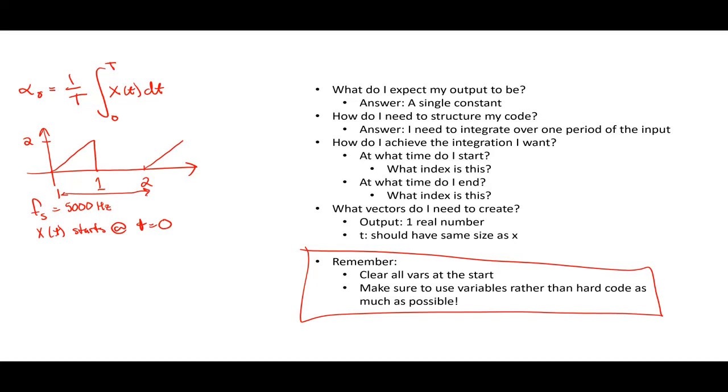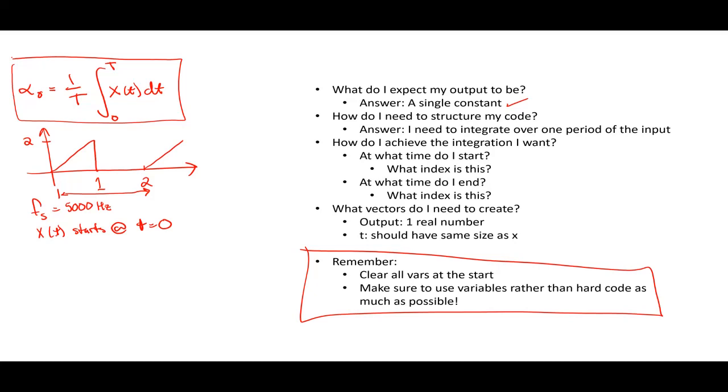The first question I asked myself is, what do I expect my output to be? Well, I expect the output of my code to be a single constant, a single number, and it's going to be a real number. I know that because I'm computing this integral, which is simply a real number. If I'm computing the average, that's never going to be a complex number. The area under the curve can't have an imaginary part. It has to be real, right? Because it's an average.